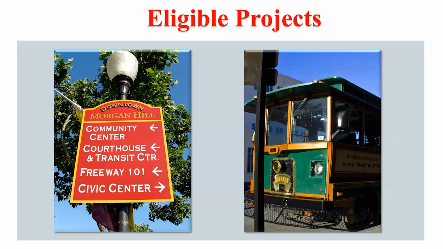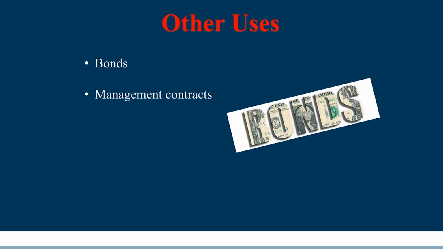Generally, the hot tax can be used for signage, directing the public to sites and attractions that are visited frequently by hotel guests in the city or county. It can also fund a transportation system to transport tourists from hotels in and near the community to the commercial center of the city, a convention center, other hotels, and tourist attractions. Cities and counties may also pledge the hot tax revenue to pay for bonds used for eligible projects. They can also contract with other persons to manage their hot tax projects.